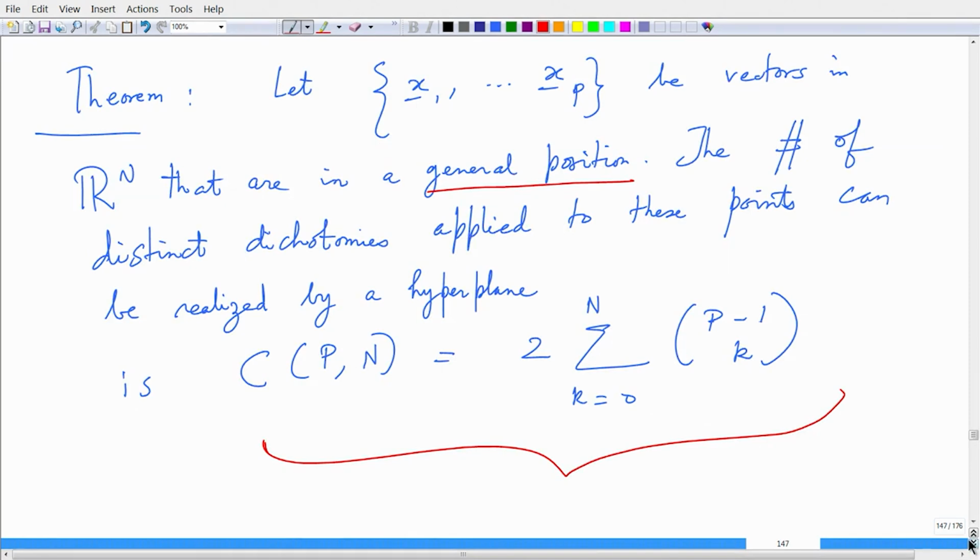Now, with this we get towards the statement of the theorem. Let this set x1, x2 so on till xp be vectors in Rn that are in a general position. So, you should recall what general position is. The number of distinct dichotomies applied to these points that can be realized by a hyperplane is given by this combinatorial quantity, that is C of p comma n. I have p points and my dimension is n. This is given by 2 times summation k equals 0 to n minus 1 of p minus 1 choose k.